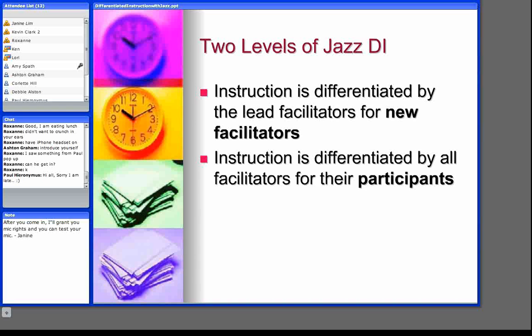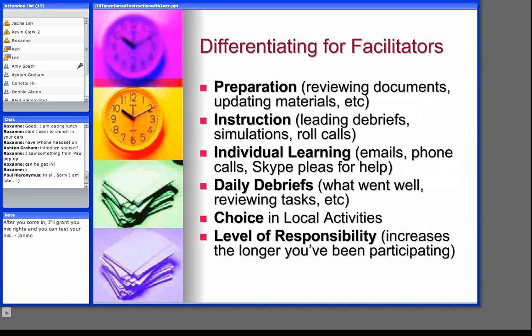Then the other way is obviously all of you facilitating are going to differentiate instruction. I want to talk about how you would actually do that. So again, when we as the lead facilitators are differentiating for you, what does that look like? That means there's differing levels of preparation that we ask out of you, reviewing documents, updating materials, and so on. There's differing amounts of instruction that we have you actually do. Simulations, roll calls, leading the debriefs, maybe start off with something simple.